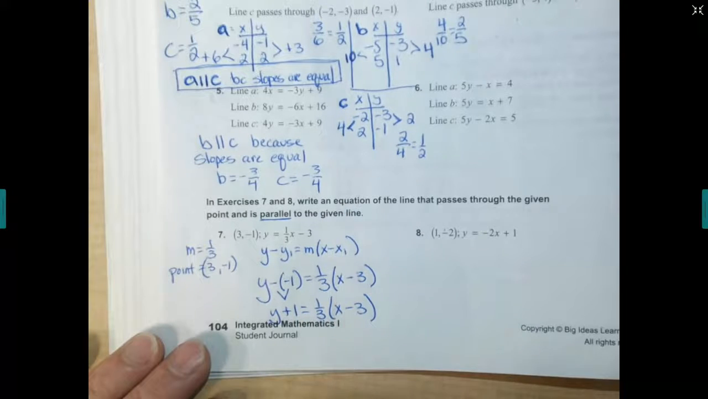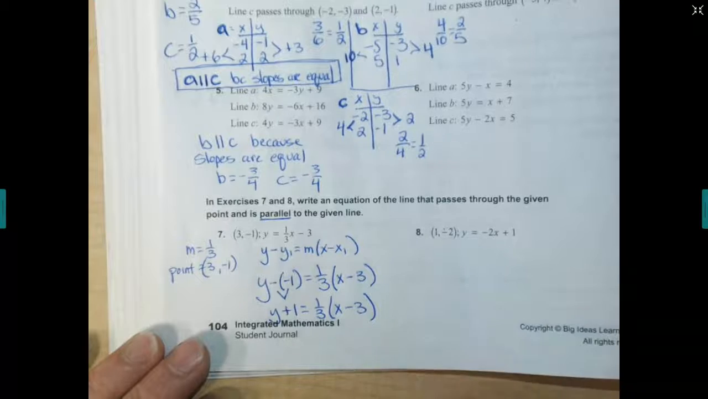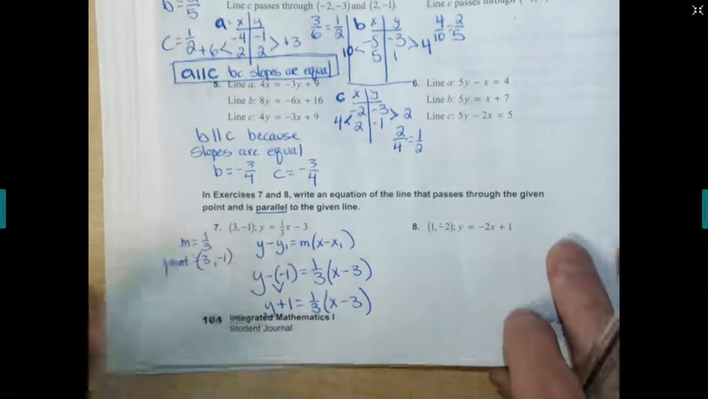Write an equation. You can simplify it and finish this off. You can write it in slope-intercept form, or you can just leave it like this. There it is. There's my equation. So try that with this one. Figure out what your slope is, and here's your point, and write a linear equation for that.